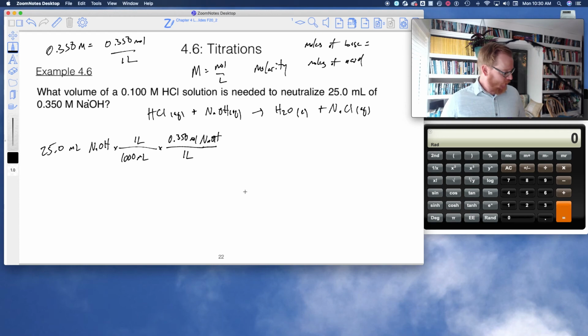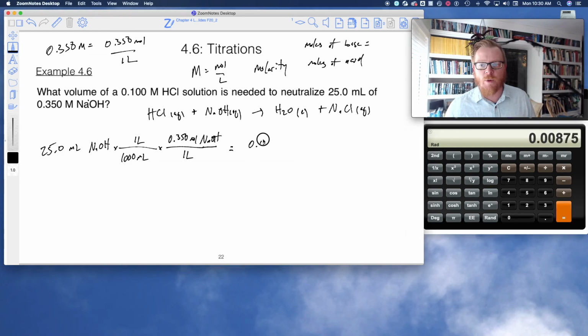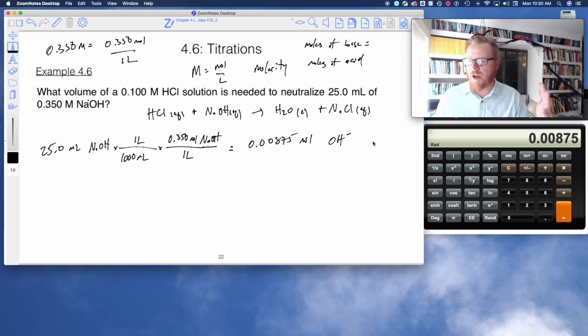Okay, and so now I'm just going to do this calculation to show you what I get. Let's say 25 times 0.350 equals 8.75, and then divide by 1,000, and I get 0.00875 moles, technically, of just hydroxide. It's NaOH as well, but really it's the hydroxide that we want.